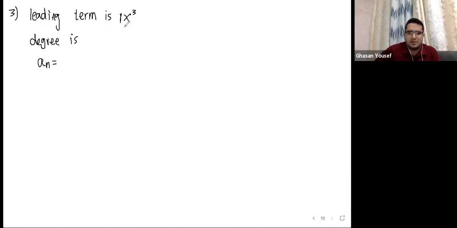The leading term is 1x to the power 3, so the degree will be 3. Exactly. And a_n is 1, so this is greater than 0, and the degree is odd. Odd, and the leading coefficient is positive. What does that mean? What is the end behavior?